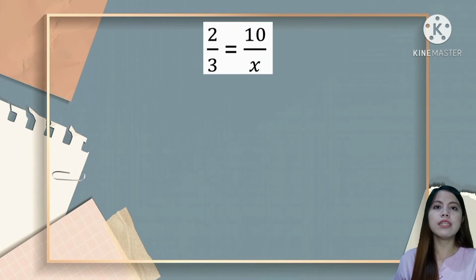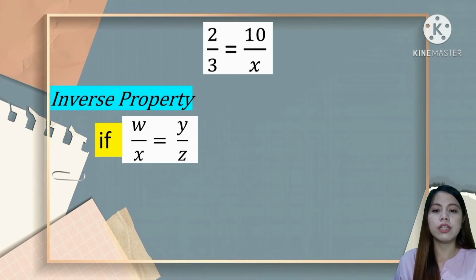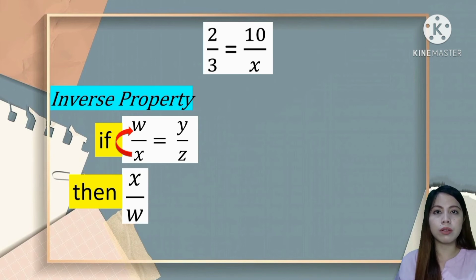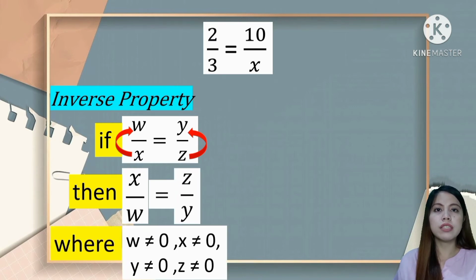Now, let us solve for X using the third property. Our third property is inverse property. Inverse property states that if W over X is equal to Y over C, then X over W, wherein the numerator becomes the denominator and the denominator becomes the numerator, is equal to C over Y, where W, X, Y, and C is not equal to 0. Let us try it in our equation.